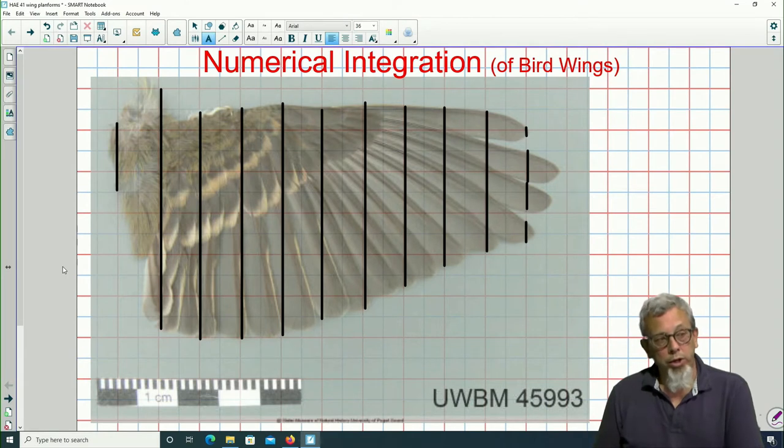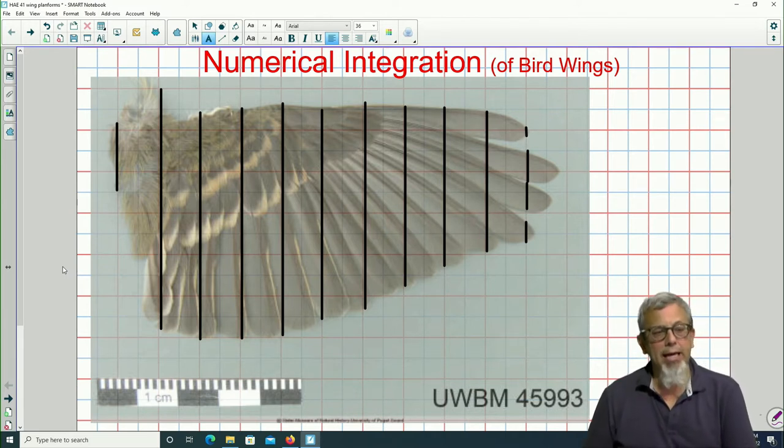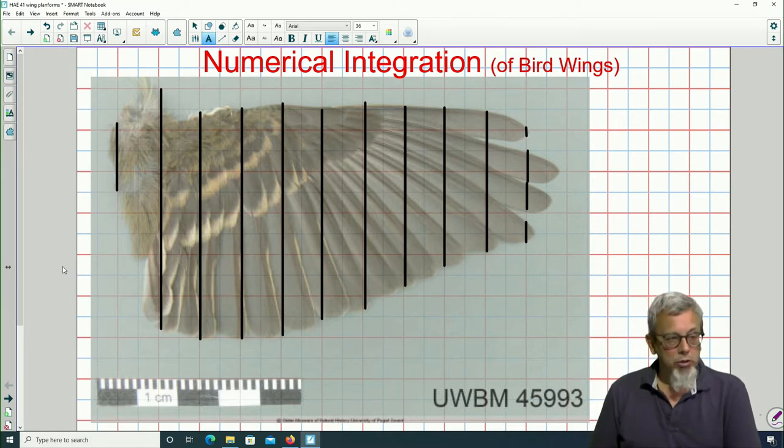So today what we're going to do is apply our calculation known as numerical integration to determine the area of an irregular shape. In this case, this irregular shape is a bird wing. Here we have the wing of, I believe, an Acadian flycatcher, if I remember correctly. Not only have we taken a picture of the wing, but we've interposed the picture on a grid to make it easier to do the math here.